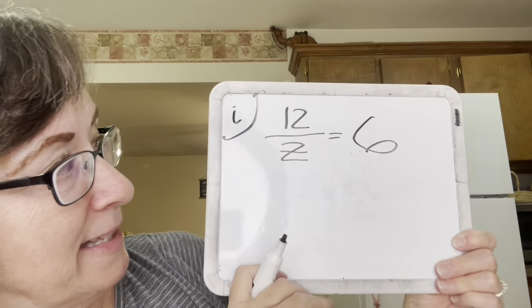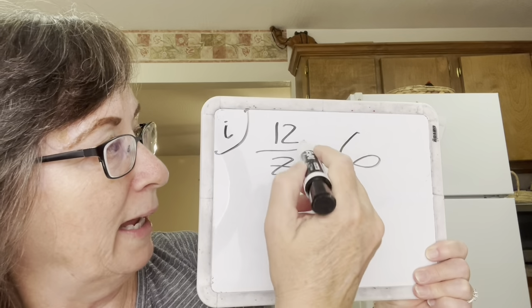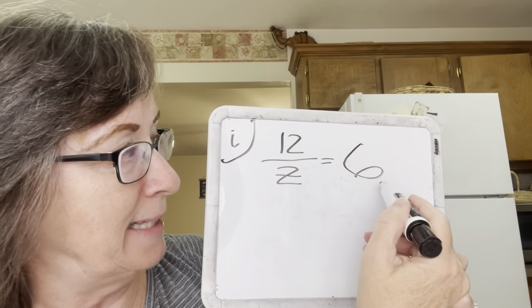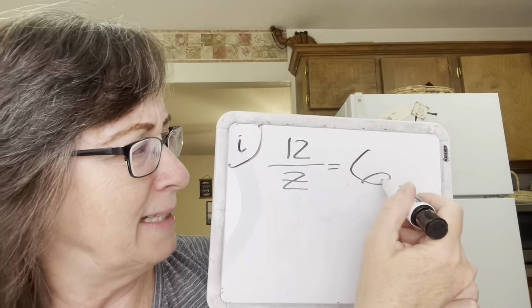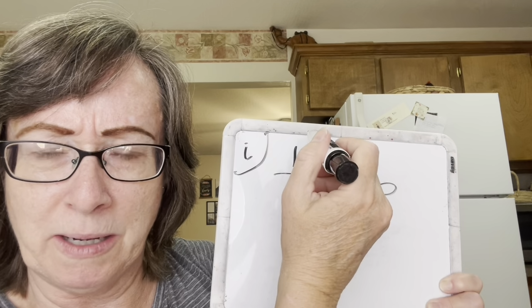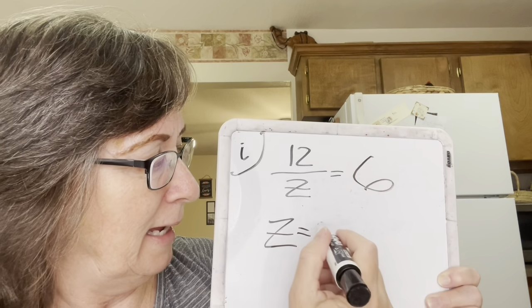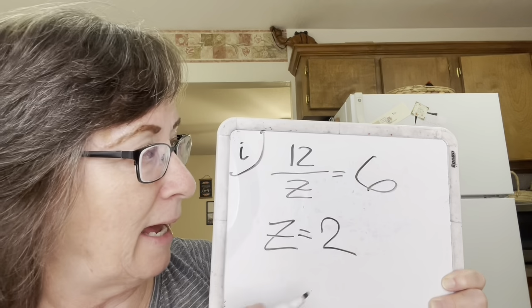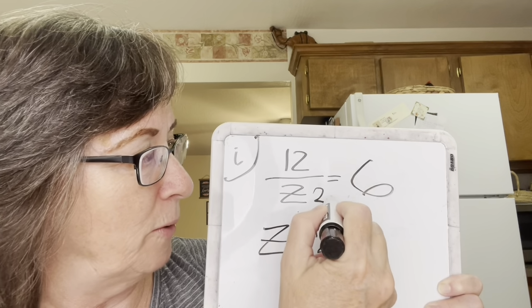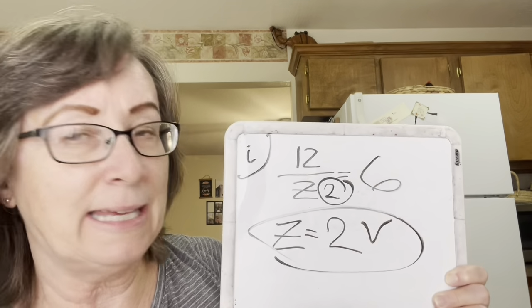Letter I says 12 divided by Z is 6. Okay, so if 12 divided by Z is 6, then isn't 6 times Z equal to 12? 6 times what is equal to 12? 6 times 2 is equal to 12. So Z is 2. Okay, so inspection is when you can kind of do it in your head, reason it out. So now we're going to plug in the 2. 12 divided by 2 is 6. It works. Therefore, Z is equal to 2 is the solution for that problem.